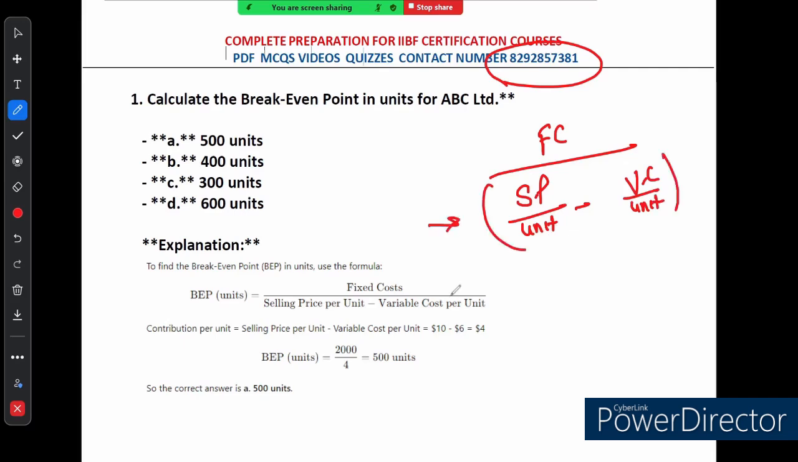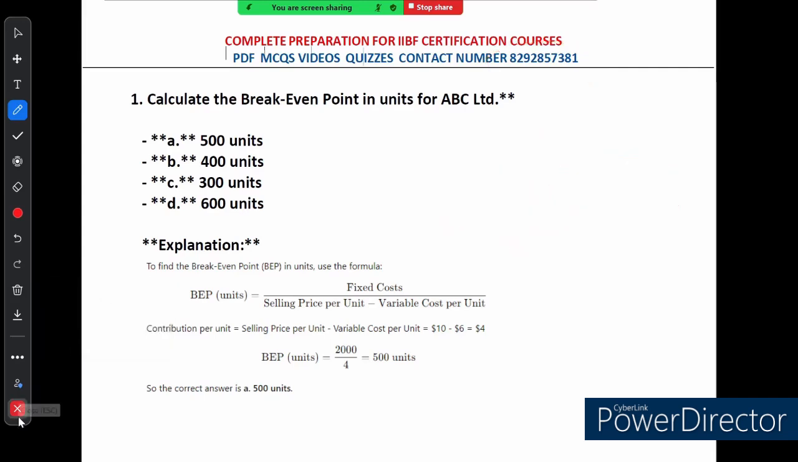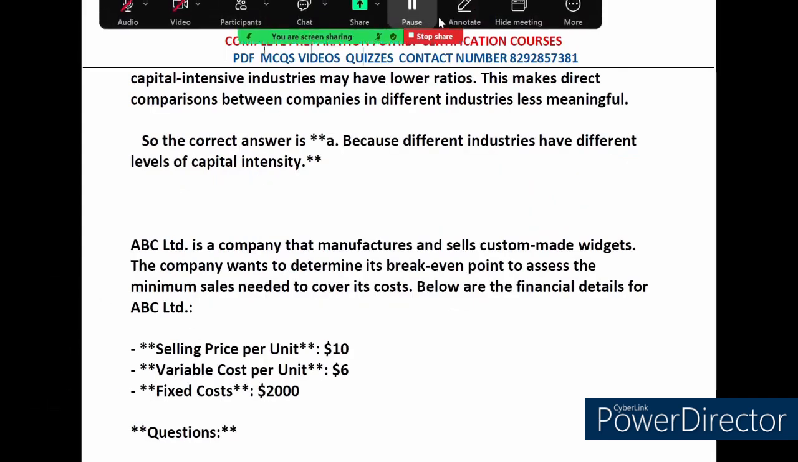But I am telling you a best way to solve such type of problem, not using the formula, because sometimes if you wrongly remember the formula, everything will be wrong. So let me give you an insight into this thing.